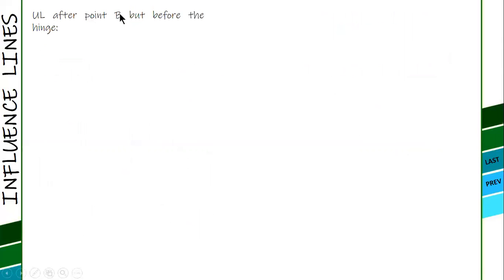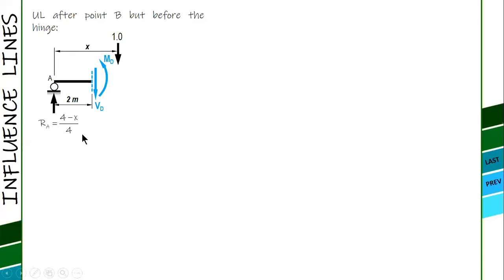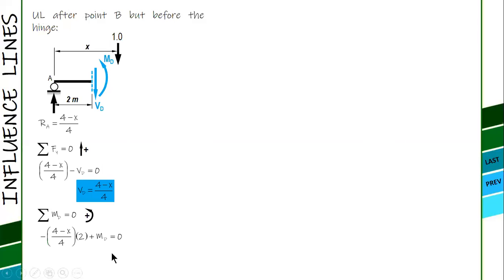Unit load after point D, but still before the hinge. So, before the hinge man, ang reaction nga gamit mo, same lang gihapon. Kana lang gihapon kay before the hinge man. But ang unit load is already after point D. Lapas na sa D. Shear moment, yung equation mo, kana summation of moment.